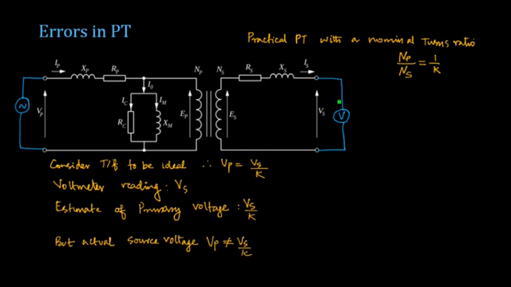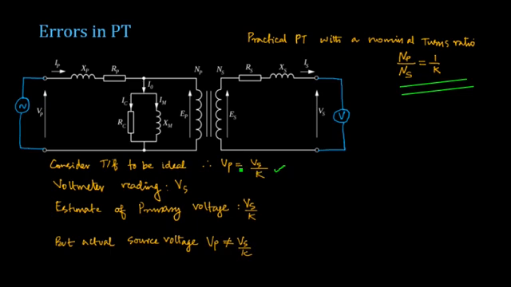Next, we'll move to PT, where you are considering the same transformer as for PT also. Now we are applying the source voltage, or some higher voltage is being provided at the input side, and you are trying to measure it using a low voltage voltmeter. Here also we are assuming that it's a practical PT with a nominal turns ratio NP by NS equal to 1 by K. Just like in the case of a current transformer, here also I am saying that NP by NS is equal to K. Now considering the transformer to be ideal, you can say that Vp is equal to Vs by K.